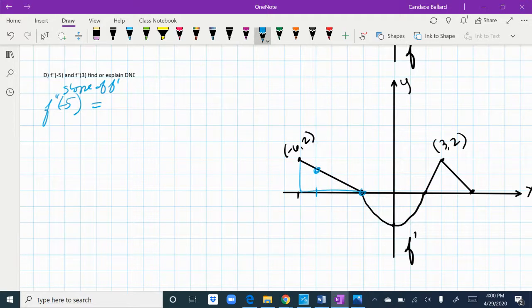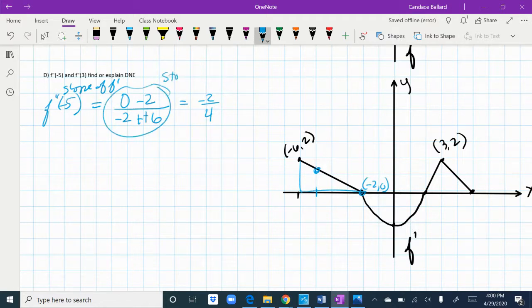I could count it off of there. That's fine. That's legitimate. Or I could evaluate it. I'm going to go for the evaluation because we haven't practiced that in a while. I know that this point is out -2 up 0. So my y's would be 0 minus 2. My x's are -2 minus -6. So that's going to be positive. So I would end up with negative 2 over 4, which I would leave. But it is negative 1/2.